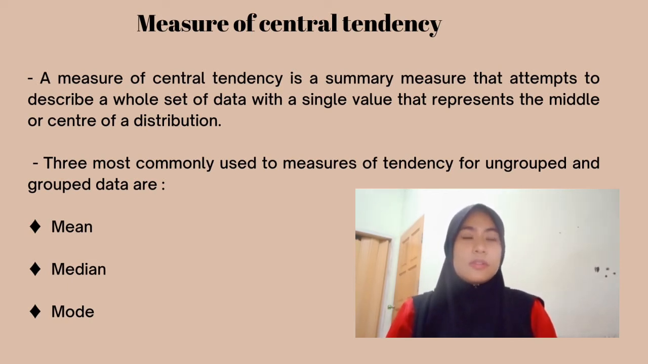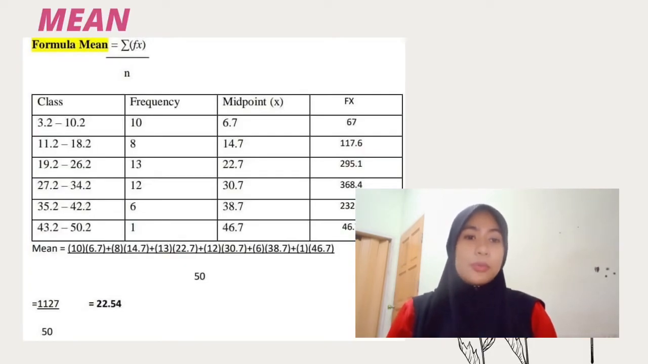So my part is measure of central tendency. Measure of central tendency is a summary measure that attempts to describe a whole set of data with a single value that represents the middle or center of the distribution. The three most commonly used measures of central tendency are mean, median, and mode.